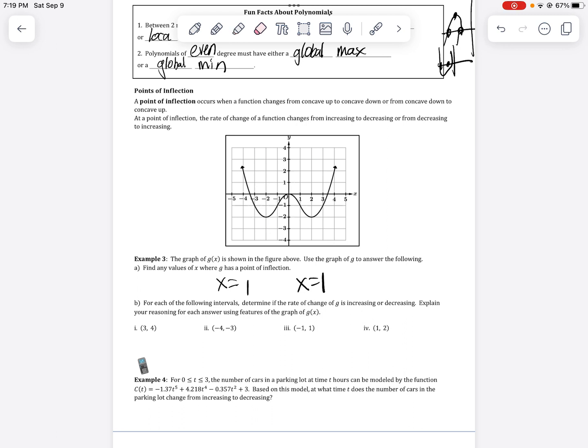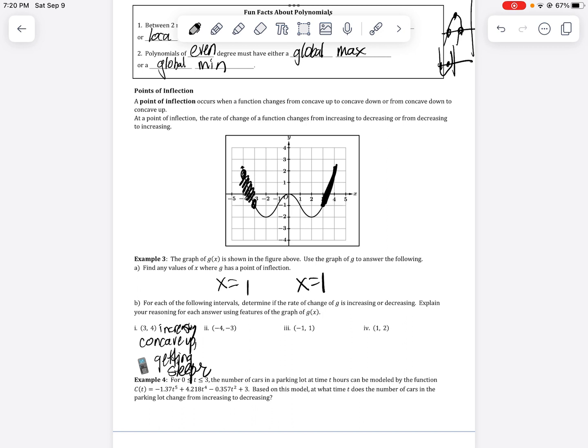For each of the following intervals, determine if the rate of change of g is increasing or decreasing. Explain your reasoning. So from 3 to 4. Well, I'm going to say that rate of change is increasing. Well, why is it increasing? Well, we could say that because it's concave up and it's getting steeper.